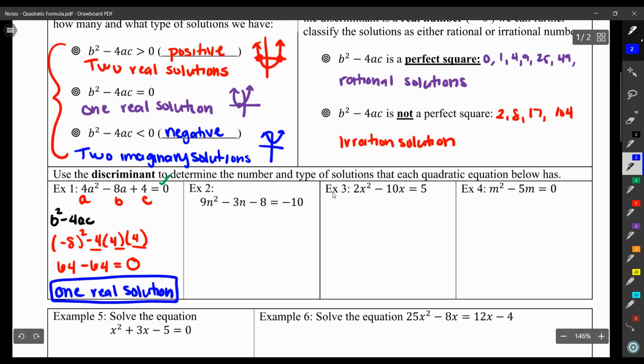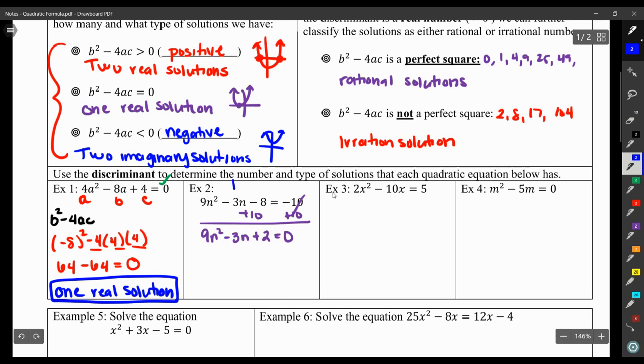For number 2, we have 9n squared minus 3n minus 8 equals negative 10. So we need it to equal 0 before you can start looking at the discriminant. So we're going to add 10 to both sides of this equation. And so we end up with 9n squared minus 3n plus 2 equals 0.